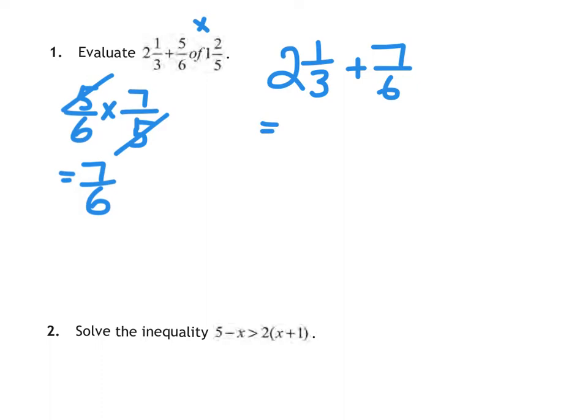Oh God, you know what? Because that one's top heavy, I'm going to make the other one top heavy. I either have to make them both improper now or both mixed, so I'll make them both top heavy. 2 times 3 is 6 plus 1 is 7. So I've got 7 over 3 plus 7 over 6.